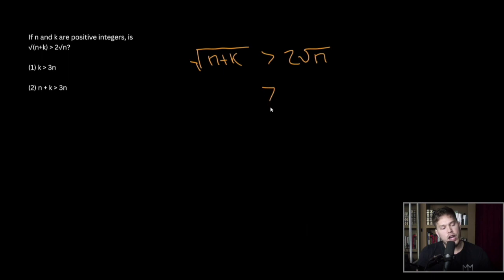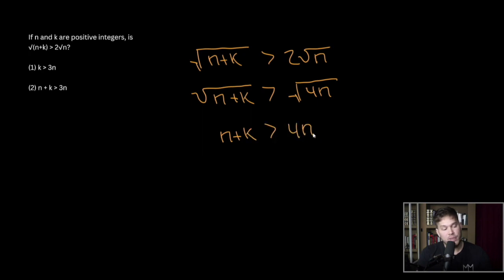And I'm going to change my right-hand side to be the square root of 4 times n. I'm doing this just so I can place everything under a radical. And here now we can even square both sides and see that n plus k must be greater than 4n. This is just simpler to look at than what we were given in the original question. Now let's look at our statements.